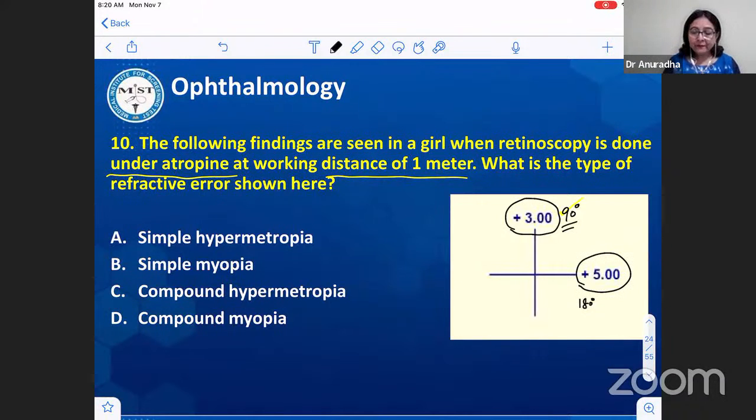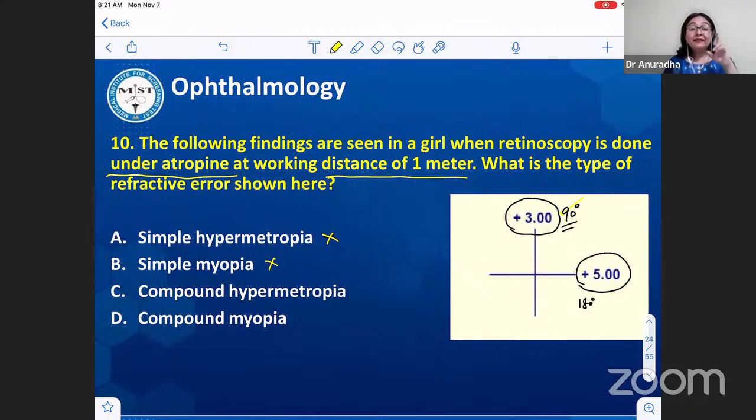Is it simple hypermetropia? No, because simple hypermetropia means the power should be the same in all the axes. So this is not the right answer. Is it simple myopia? No, it is a plus lens. Myopia is neutralized by minus lens. So this is not the right answer.